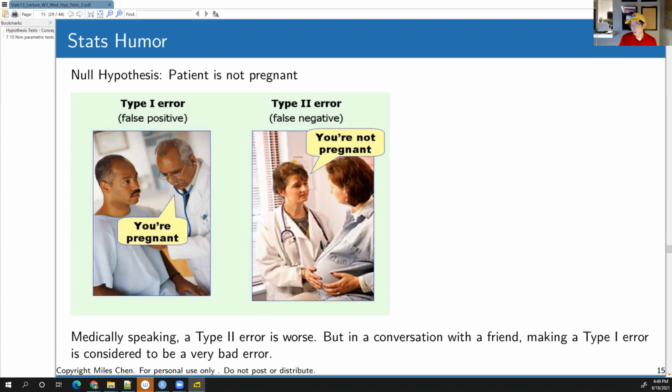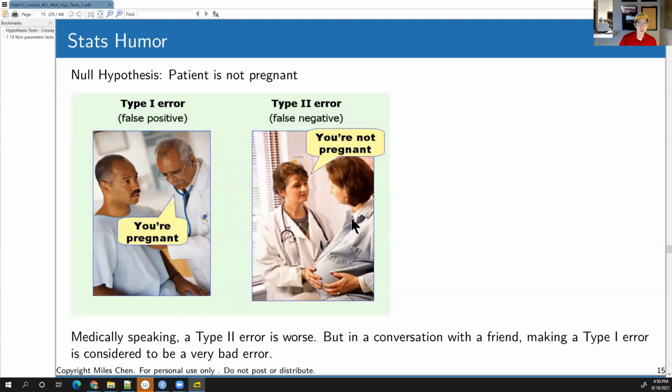We could say the null hypothesis would be that the patient is not pregnant. And so a type 1 error, the false positive, would be the doctor telling this man who is not pregnant, you are pregnant. And the type 2 error, the false negative, would be telling this woman who was at least supposed to be clearly pregnant in the picture, you are not pregnant, right? And so these are type 1 and type 2 errors here, okay?